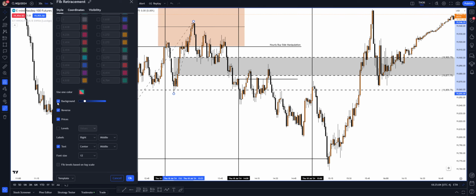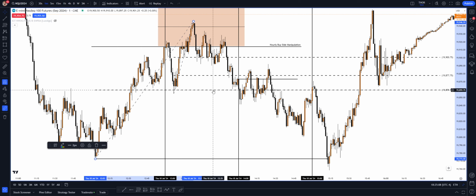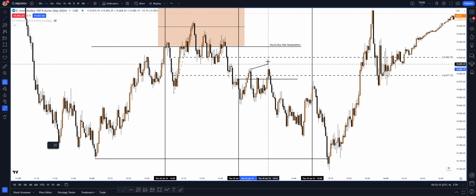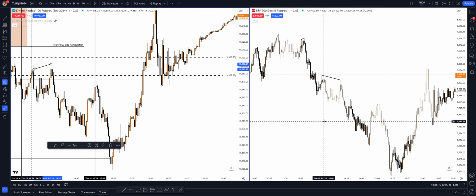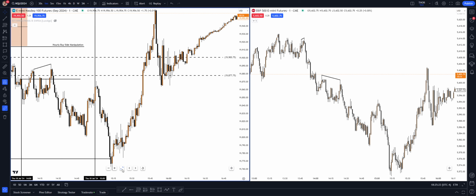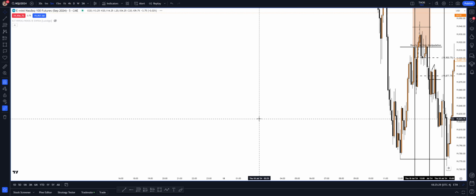0.25. Let's get rid of the background. Where does it go? Do you see this? It is going into that 25% and diverges there. I think this was the divergence. Let me just double check that. I'm not sure if that was the divergence or not. Yep, that is the divergence. So once it completes the manipulation, it is giving you the signal to go short anyways. It's bearish divergence on the 5 minute. I think this is the 5 minute. Yep.